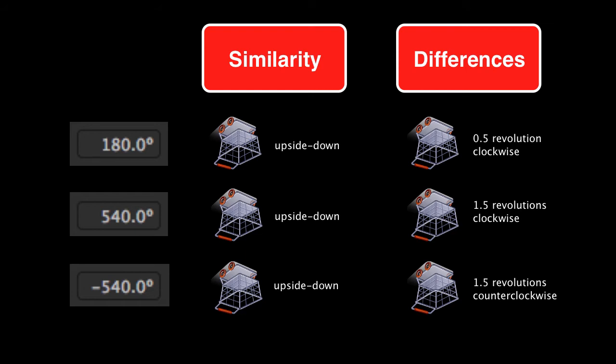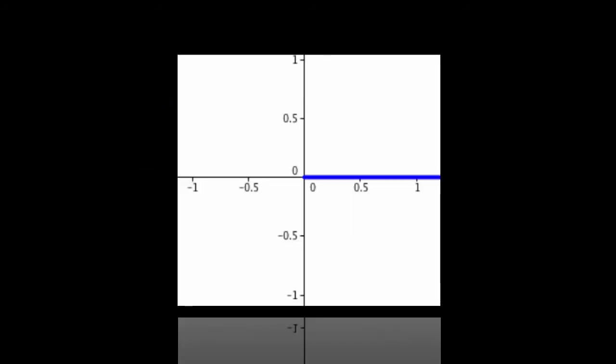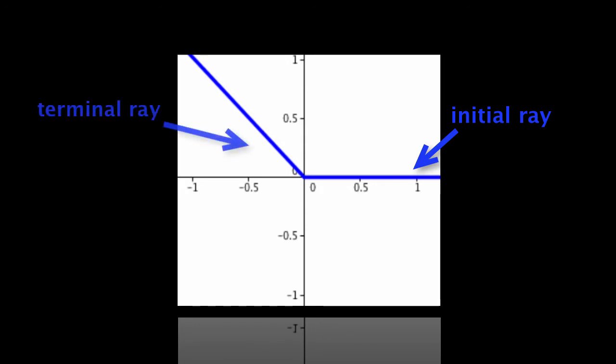Now, whenever we have a pattern like this in mathematics, we like to create some kind of general term to describe it. And the term that we use is coterminal angles. And in order to understand how coterminal angles fit into the study of mathematics, we're going to start with an example. Here we have an angle in standard position. This means that the initial ray lines up with the positive side of the x-axis, and the terminal ray represents the other boundary of the angle.